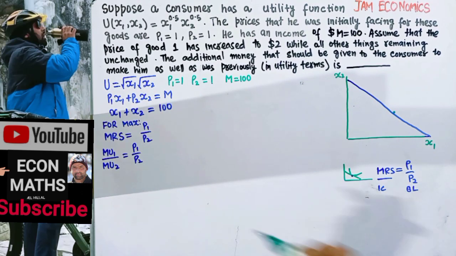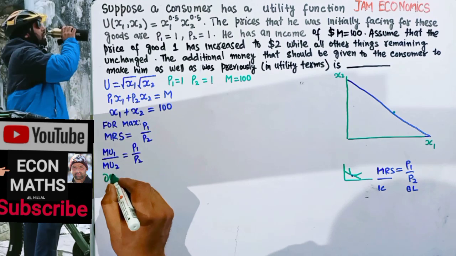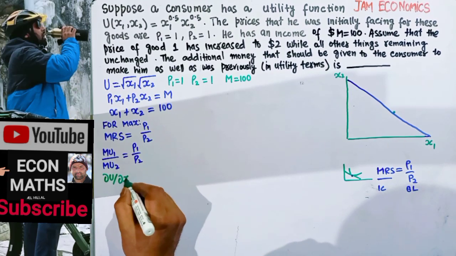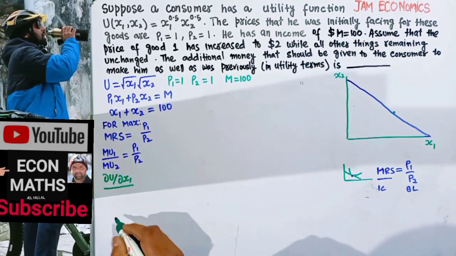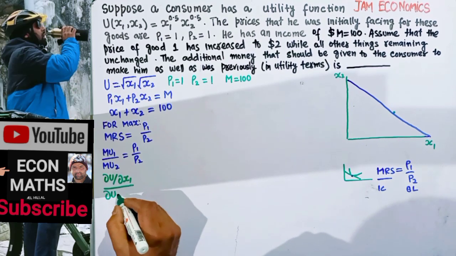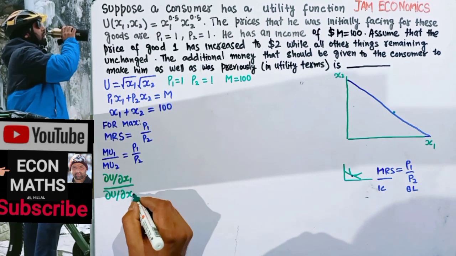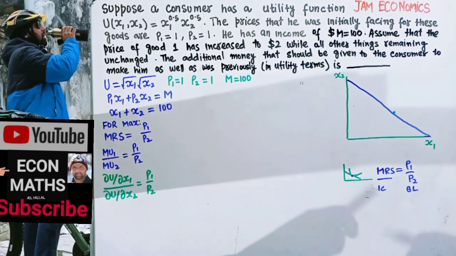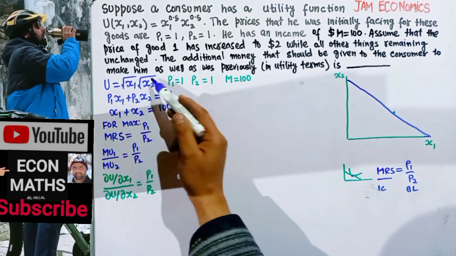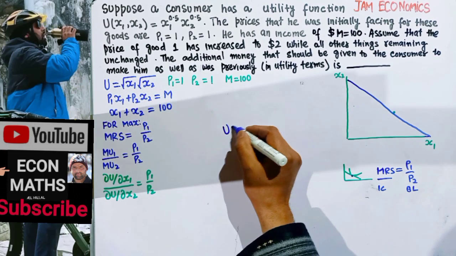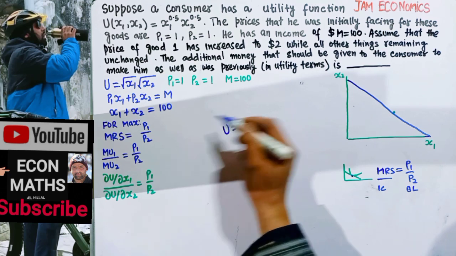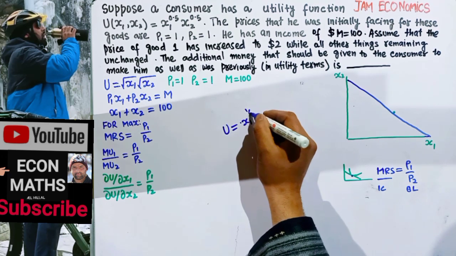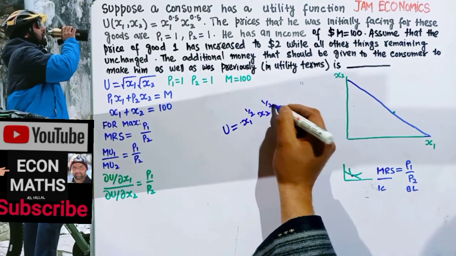And marginal utility of good 1 means the partial derivative of utility function with respect to x1, and marginal utility of good x2 means the partial derivative of utility function with respect to good x2, and it should be equal to the ratio of the prices P1 upon P2. Okay, first we need to find the initial optimal bundle. So du upon dx1 means the derivative of this utility function, and let me write it here. We have u is equal to under root x1, which can be written as x1 raised power 1 upon 2, x2 raised power 1 upon 2.